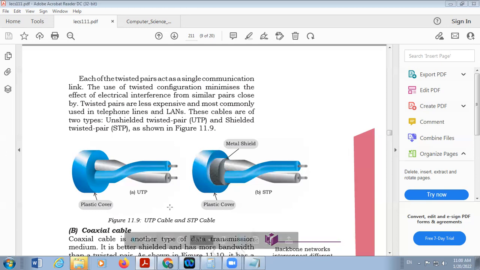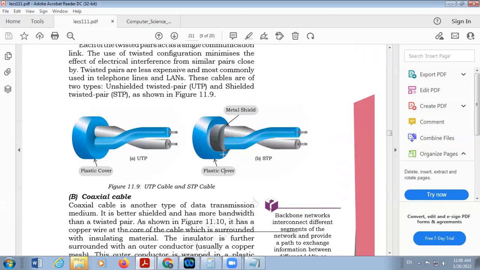Look, in the case of shielded, there is a plastic cover, and inside the plastic cover there is a metal shield, in order to make your wire stronger. Clear? So in the case of UTP, the full form is unshielded twisted pair, and STP stands for shielded twisted pair. The only difference is that inside the STP there is a metal shield, and in the case of UTP there is no such thing. Any doubt in this matter?